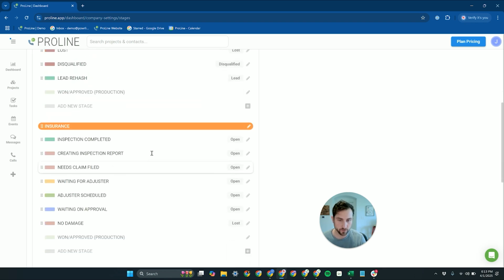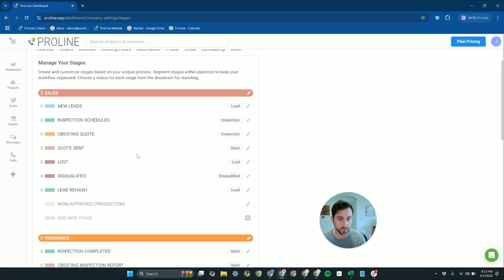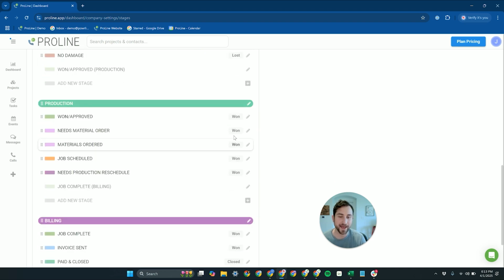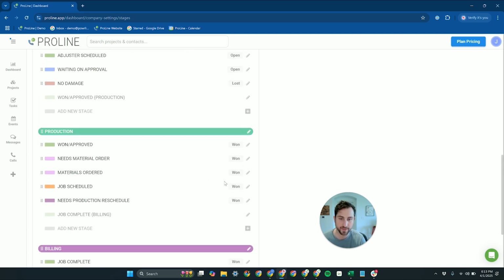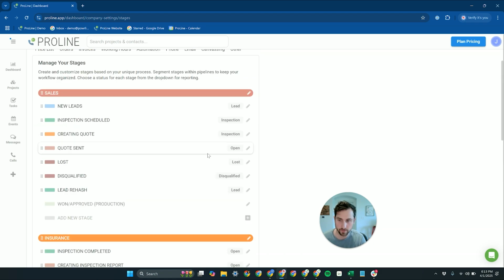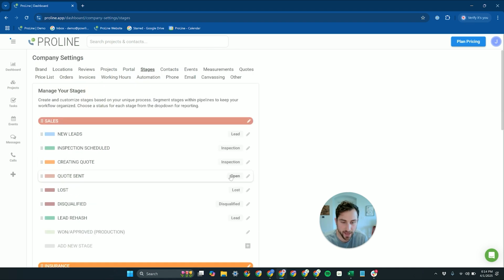So for close rate, if we're looking at the past 30 days, for all projects that became open opportunities, so they hit this quote sent stage, that have since become 1, so they went here first and then they went into one of these stages. For all of those projects, we're comparing that against the total number that hit the open status, regardless of where they ended up after, and then we're dividing the first number by the second number, and that's giving us our close rate. So having your statuses set up correctly is absolutely critical.